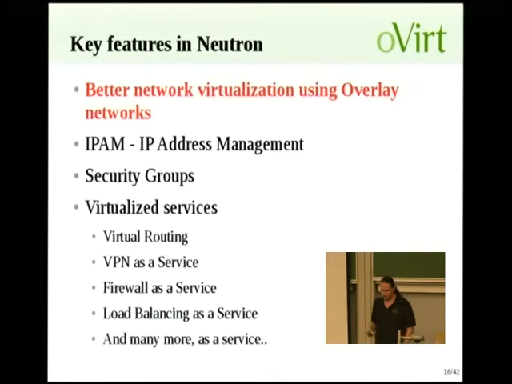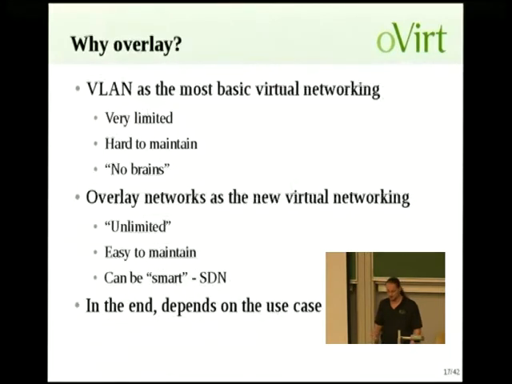So the first thing we wanted is to have better networking using overlay networks. So what are overlay networks and why do we need them? As I said, oVirt uses VLANs. VLANs are the naive way to virtualize your networking, and it works up to a point. You can segregate the traffic, but it's very limited. It's a 10-bit field, so you have approximately 4,000 VLANs.